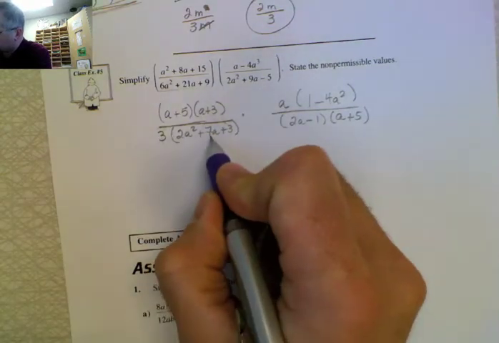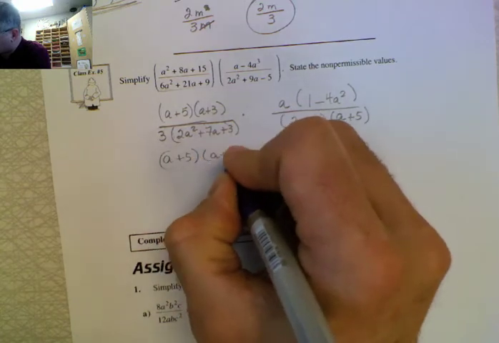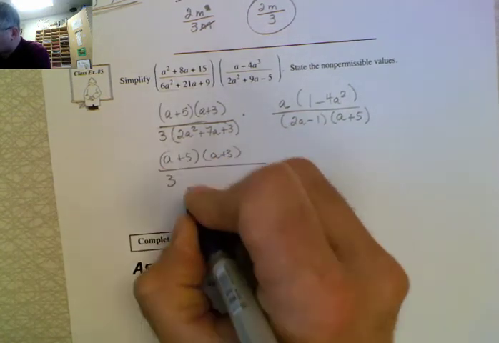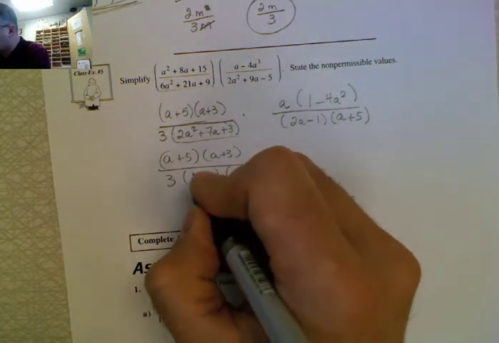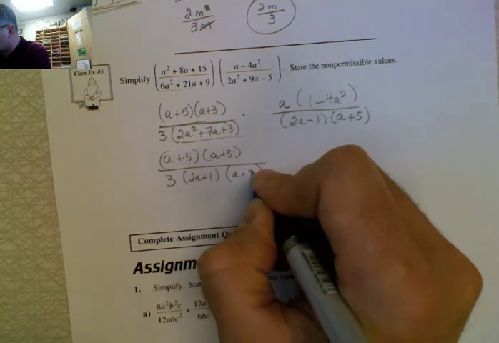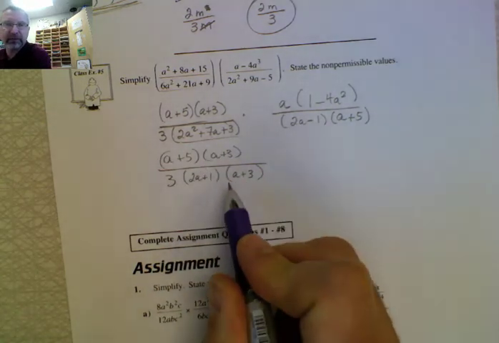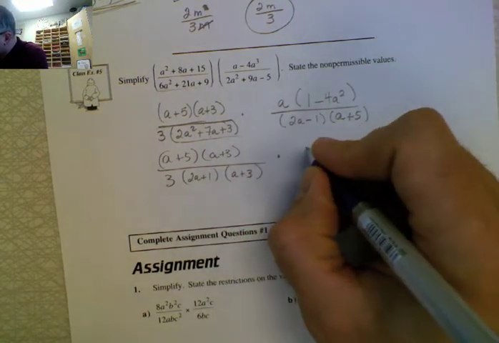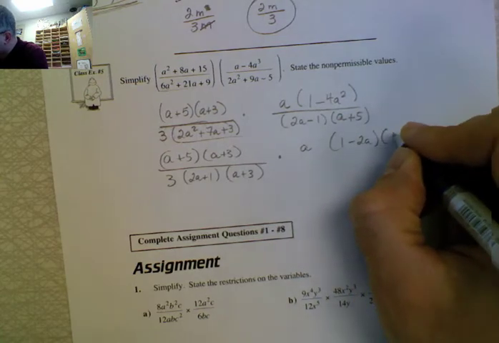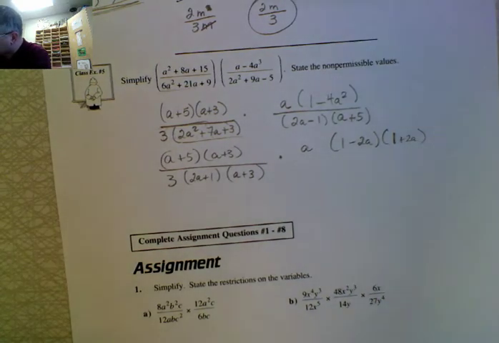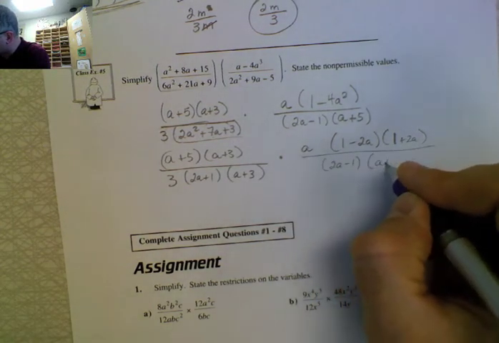Now I need to go back because I can factor some more here. I still have a plus 5 and a plus 3 in my numerator. I have a common factor of 3, and if I factor this denominator, I end up with 2a plus 1 and a plus 3. Remember, I'm doing box method on a scrap piece of paper to come up with these particular factors. Here I have a difference of squares. This is going to be 1 minus 2a and 1 plus 2a. And I have 2a minus 1 and a plus 5.